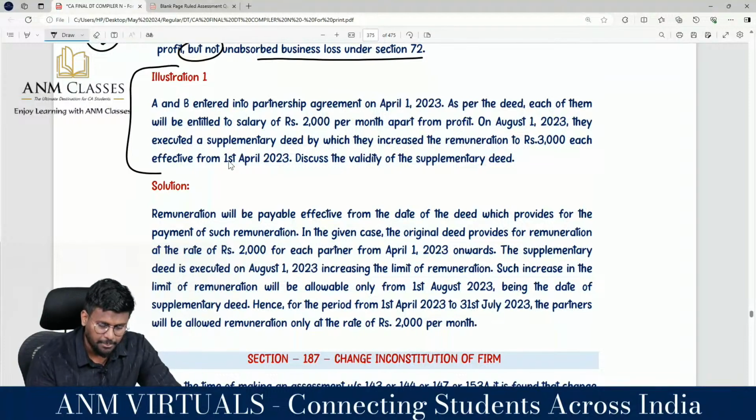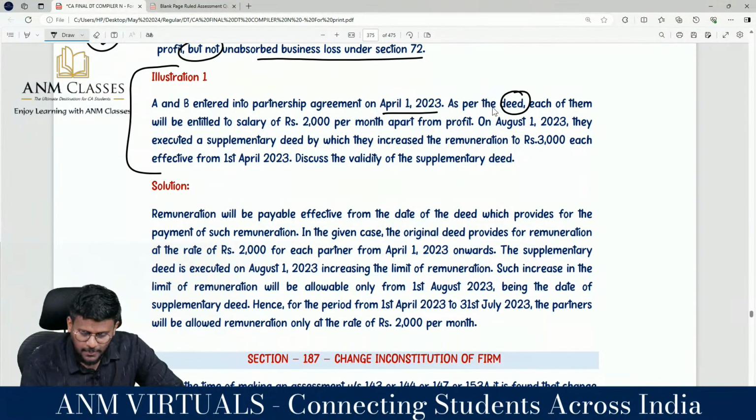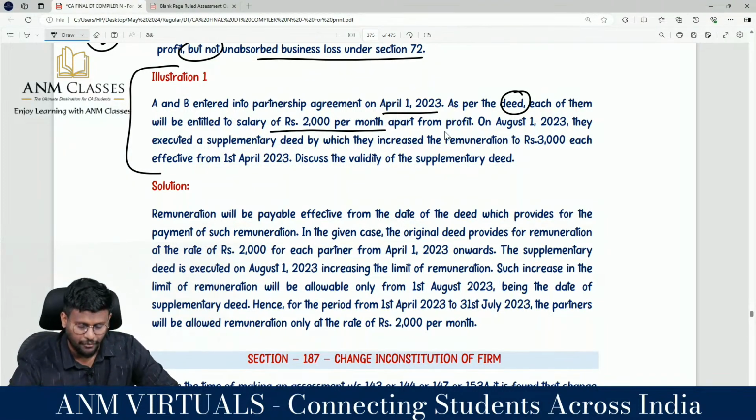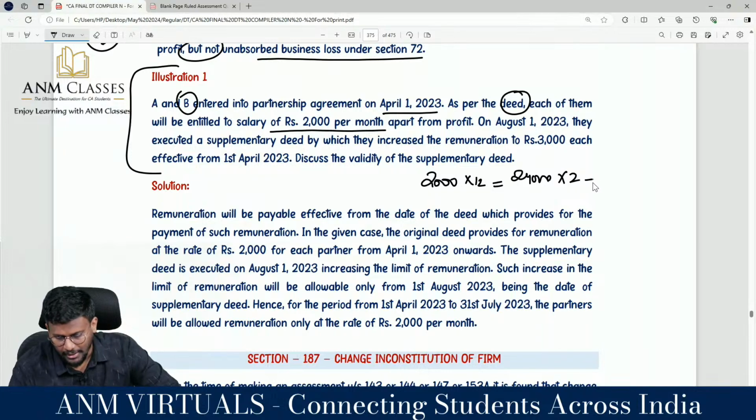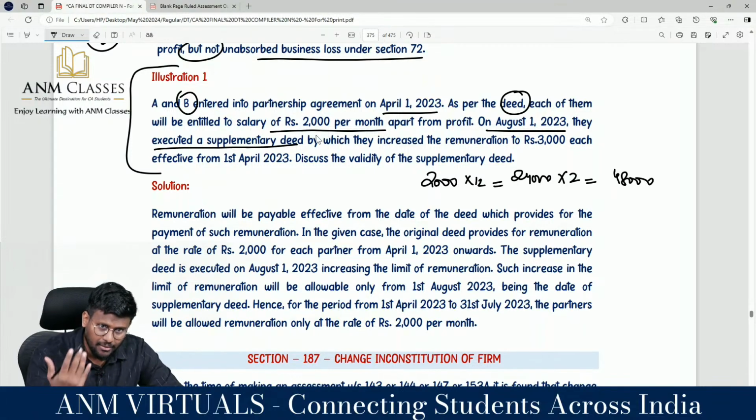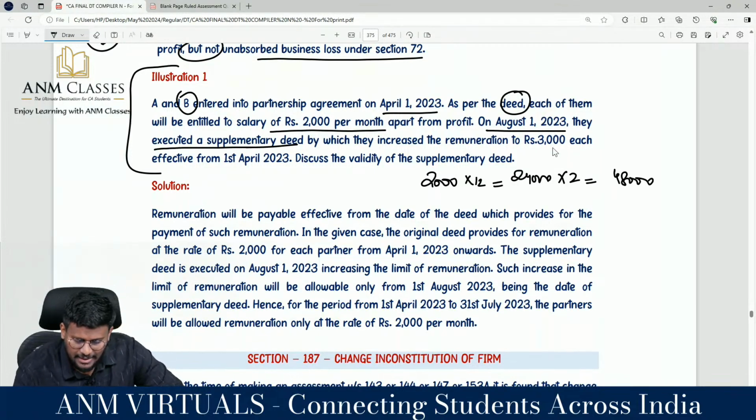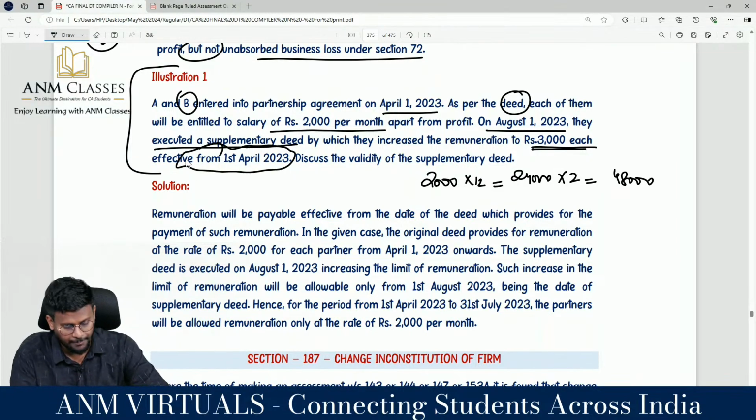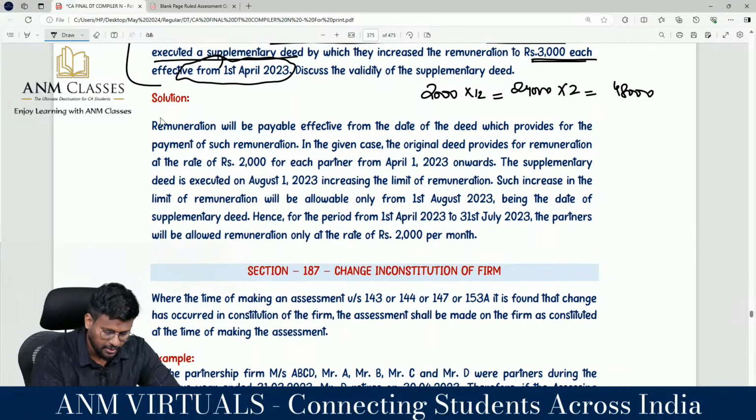I will give you an example. A and B entered into a partnership agreement on April 1, 2023. As per the deed, each of them will be entitled to a salary of 2000 per month apart from profit. So 2000 into 12 comes to 24,000. A and B, so two parties are there, which comes to 48,000. On August 1, 2023, they executed a supplementary deed by which they increased the remuneration to 3,000 each effective from 1st April. Not possible. Discuss the validity of the supplementary deed.